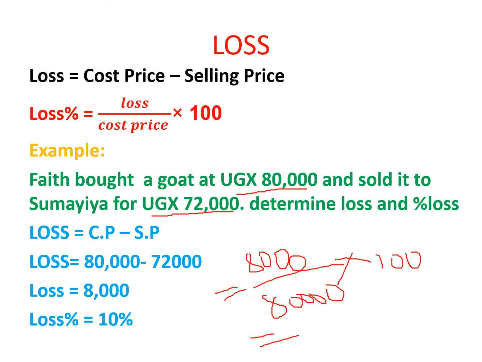And here when you compute, you can see that 8,000 over 80,000 times 100 gives 10. So the answer here is 10%. 10% is the percentage loss.